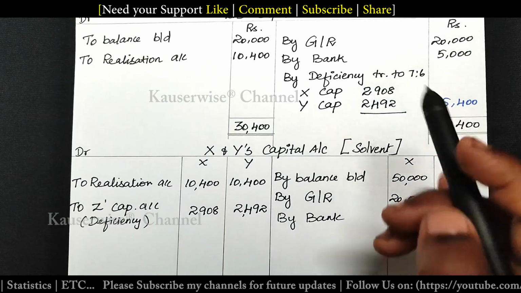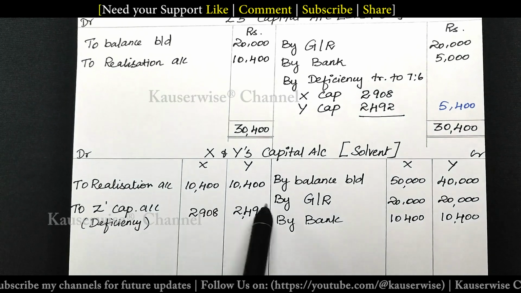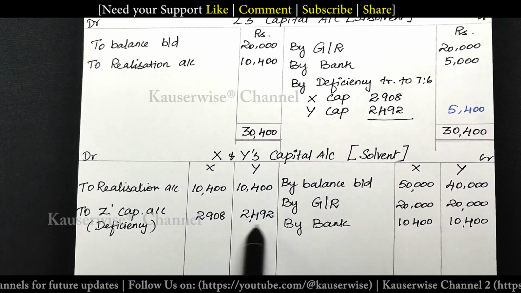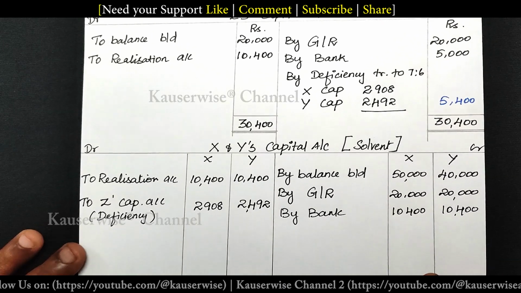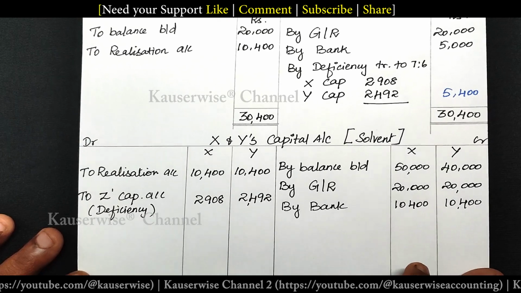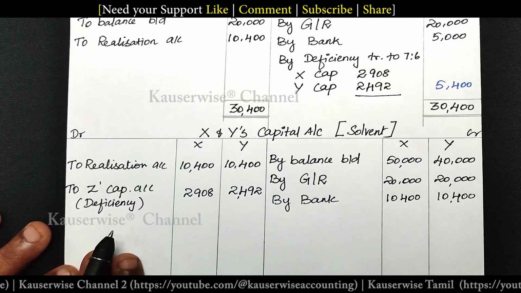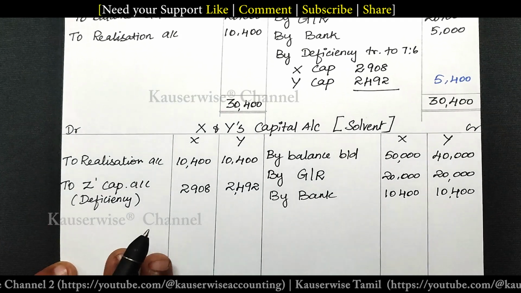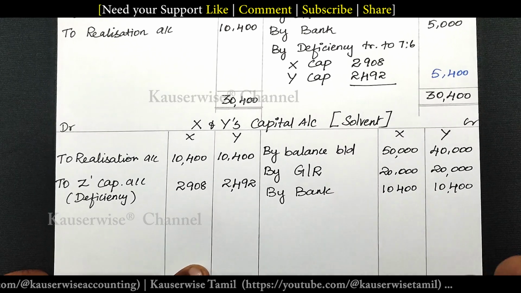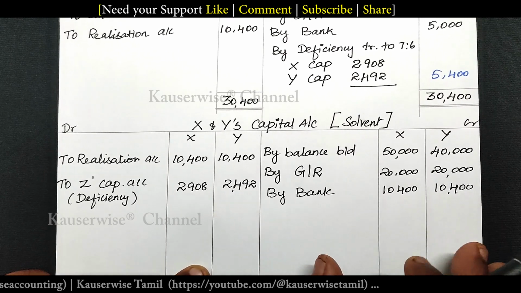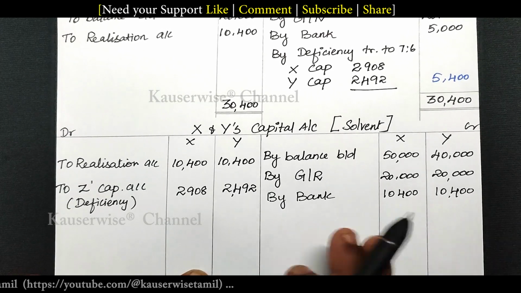But in this problem, both the solvent partners' capital accounts show a credit balance. So both the partners need to share or bear the deficit of the insolvent partner. That's all. Now we can close the solvent partners' capital accounts in order to find the balancing figure. If we get any balancing figure on the debit side of the capital account, that is the final settlement made to the solvent partner. Suppose there is any balancing figure on the credit side of the solvent partner's capital account, then that is the amount of additional contribution made by the solvent partner.